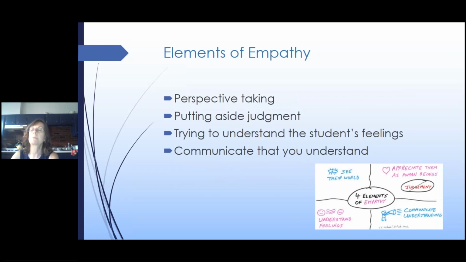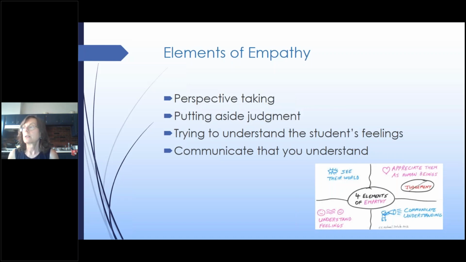So here are some elements of empathy. One is perspective taking. This means truly seeing the situation from the student's perspective. Sometimes that's not easy to do. One of the things that we used to say is you never know what happened to that student before he or she walked into your classroom. There are a host of issues that a student might be dealing with, and we have no idea what they are.